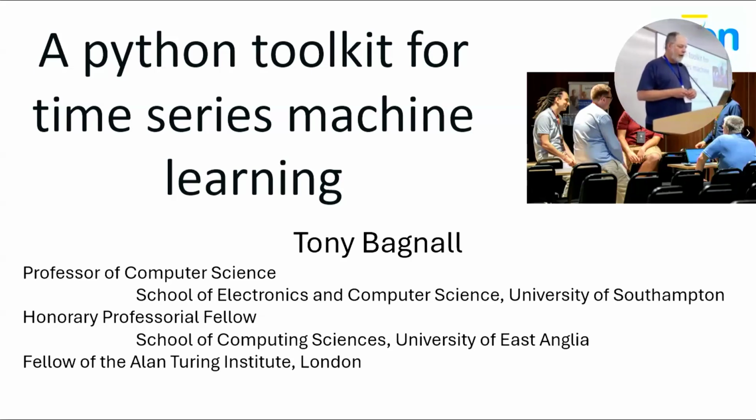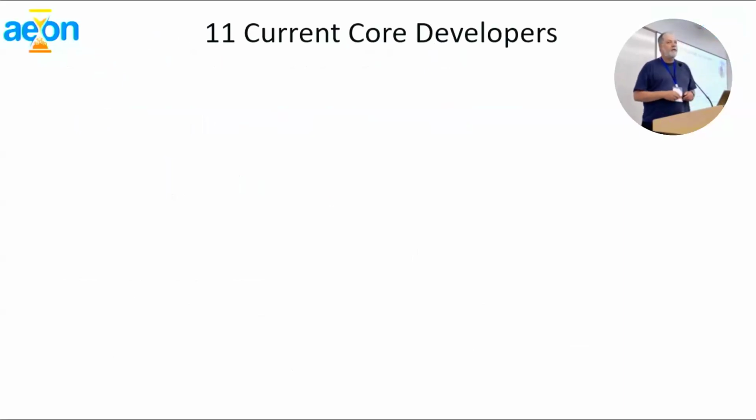So I'm going to talk about Aeon, which is an open source Python toolkit. I'm going to start off by talking about the core developers and the group. Aeon is primarily an academic tool with some industry linkage, and it is highly collaborative. I think it's a good example of academic collaboration.